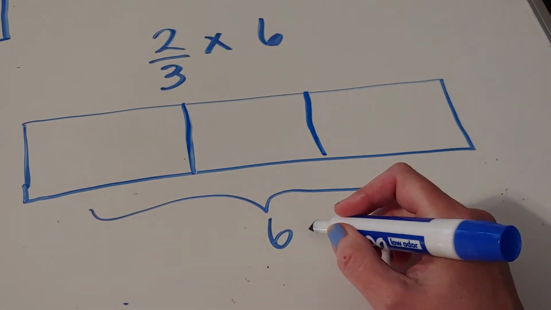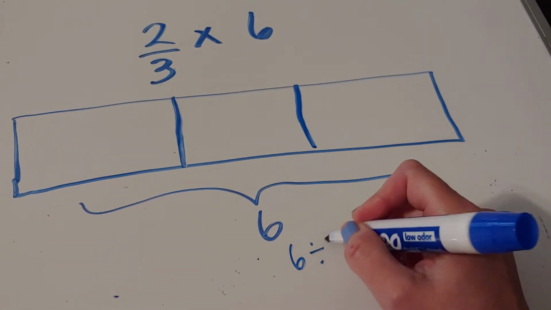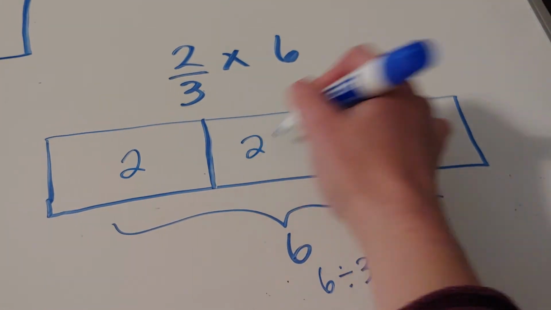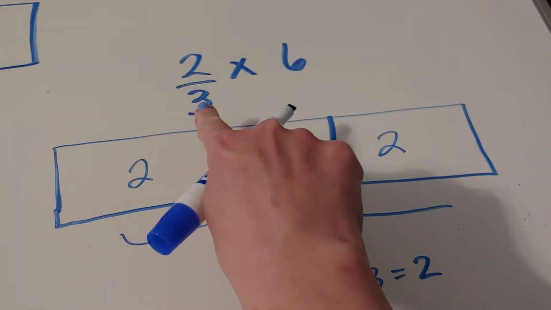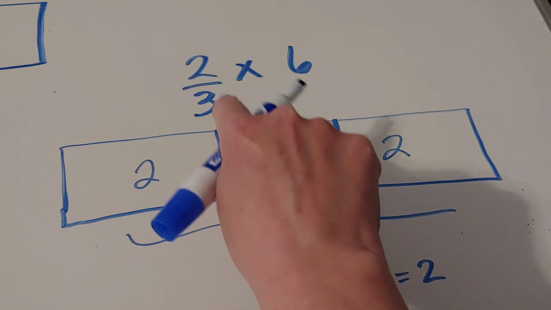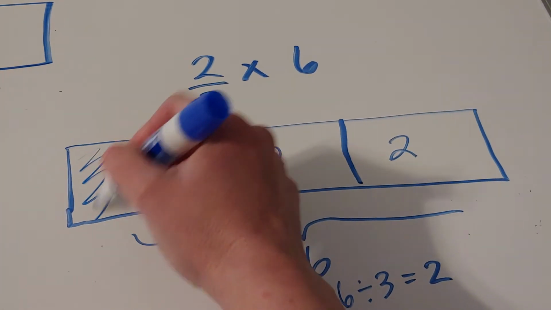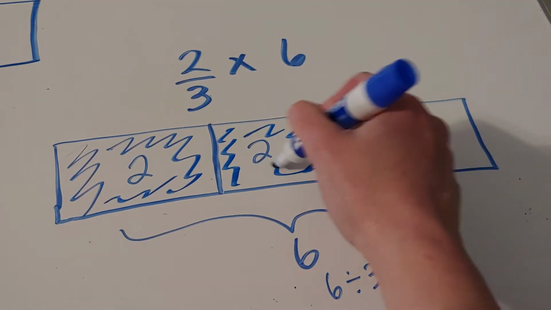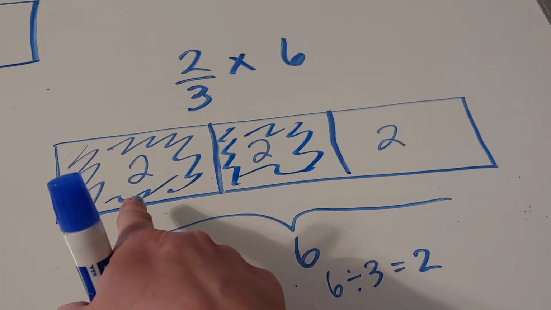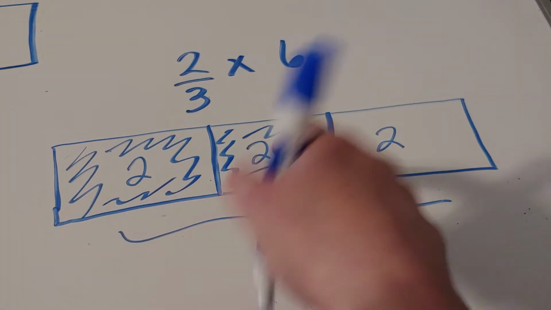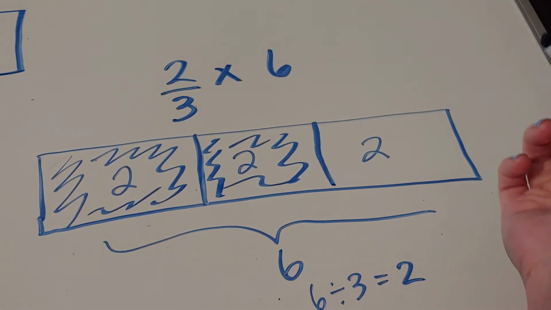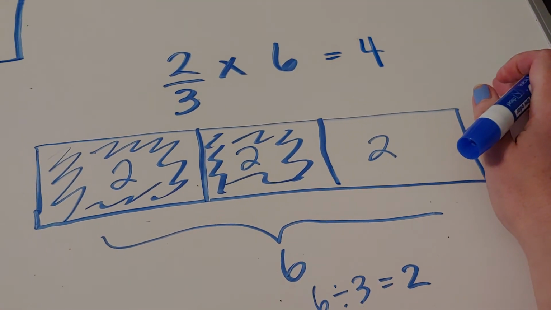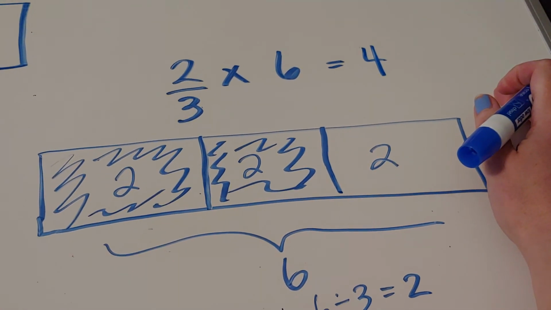If I have 6 things and I divide it by 3, that means that there are 2 in each of these portions. Now, when it's asking me for 2/3, it's saying shade 2 of these. So if I shade 2 of these, how many total do I have? I'd have 2 and another 2. So 2 and 2 is 4. So the answer here is 4. So 2/3 times 6, or 2/3 of 6, is 4.